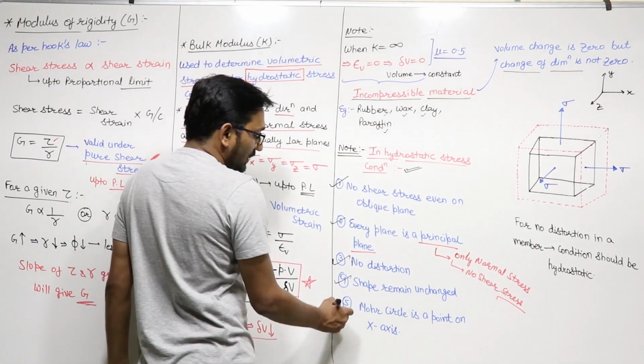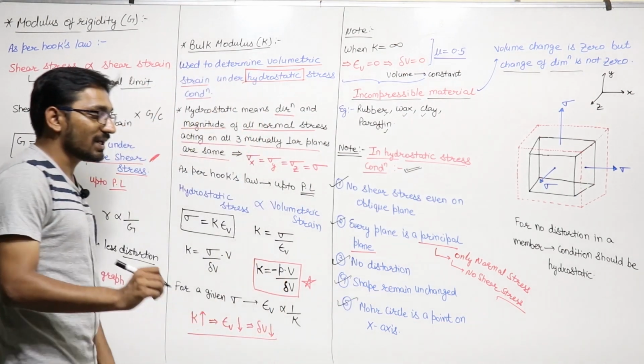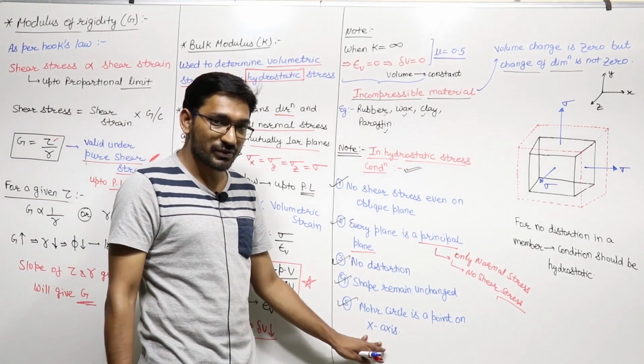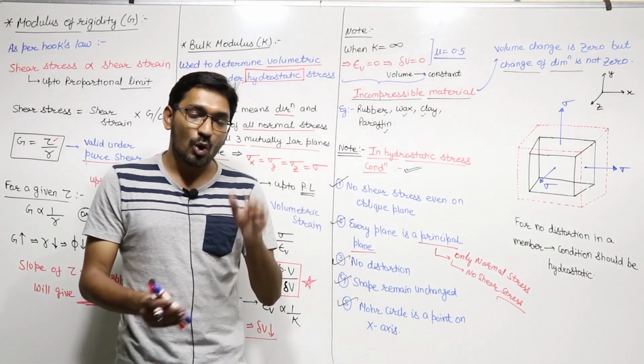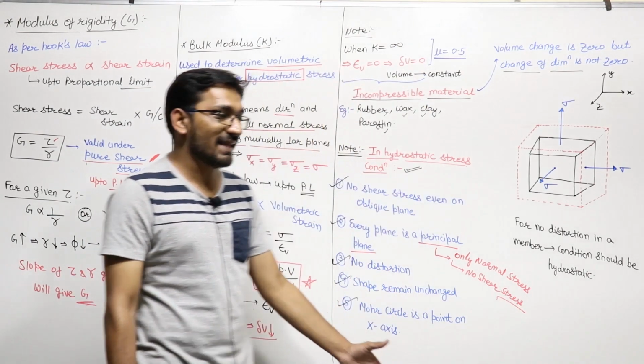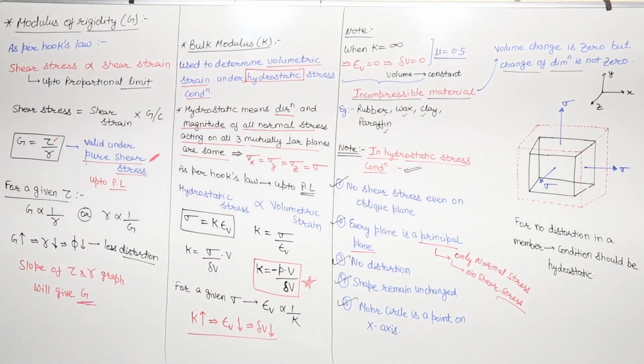And the last conclusion is that the Mohr circle is a point on the x-axis. We will define this in your Mohr circle. Just remember, the Mohr circle in the case of a hydrostatic state of stress is a point on the x-axis. So these are the conclusions of your hydrostatic stress condition.